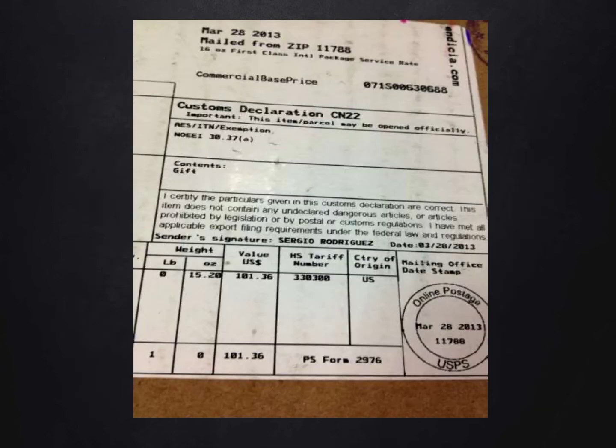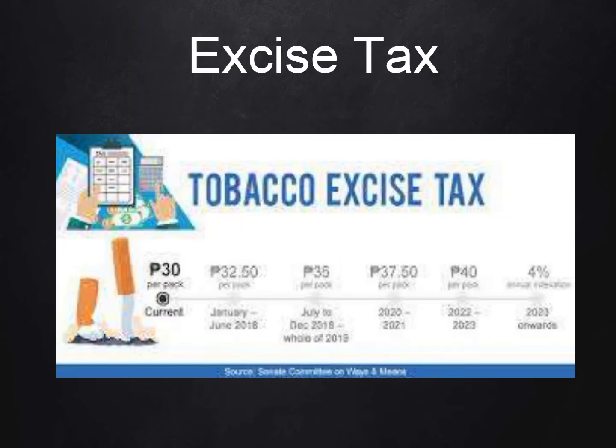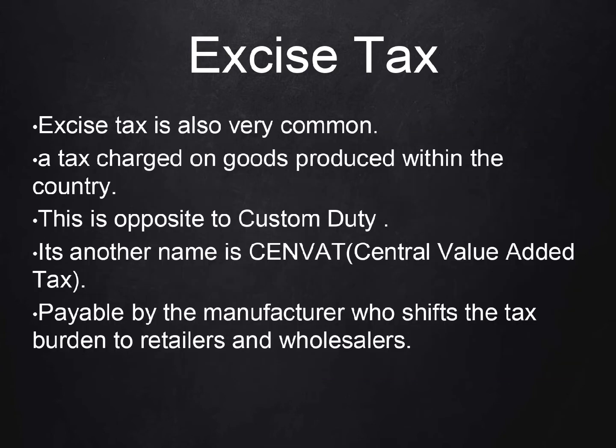When a container filled with goods from another country enters the US, for example, the importer pays a tax, or customs tax, which is then passed on to consumers. Excise tax. Excise tax is also very common, a tax charged on goods produced within the country. This is opposite to customs duty.